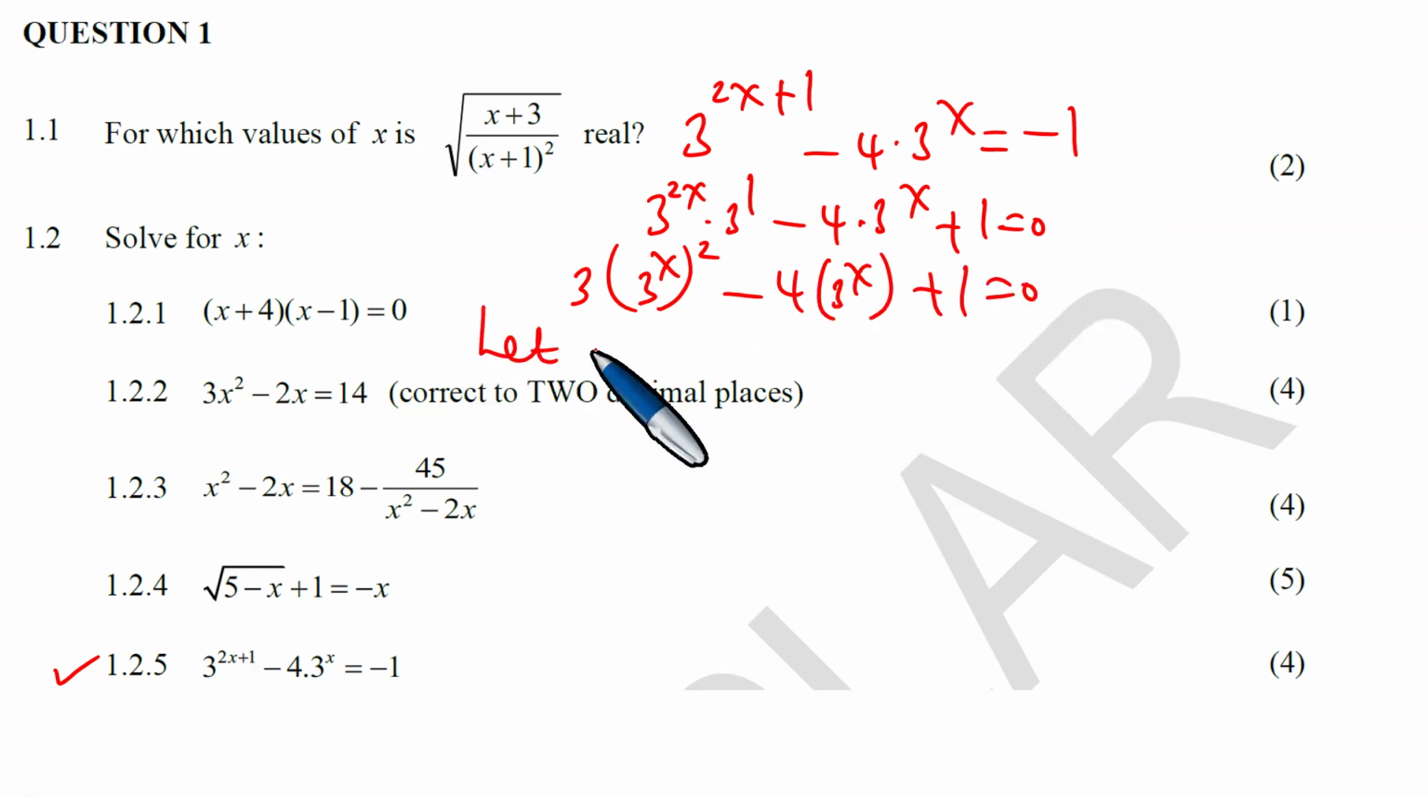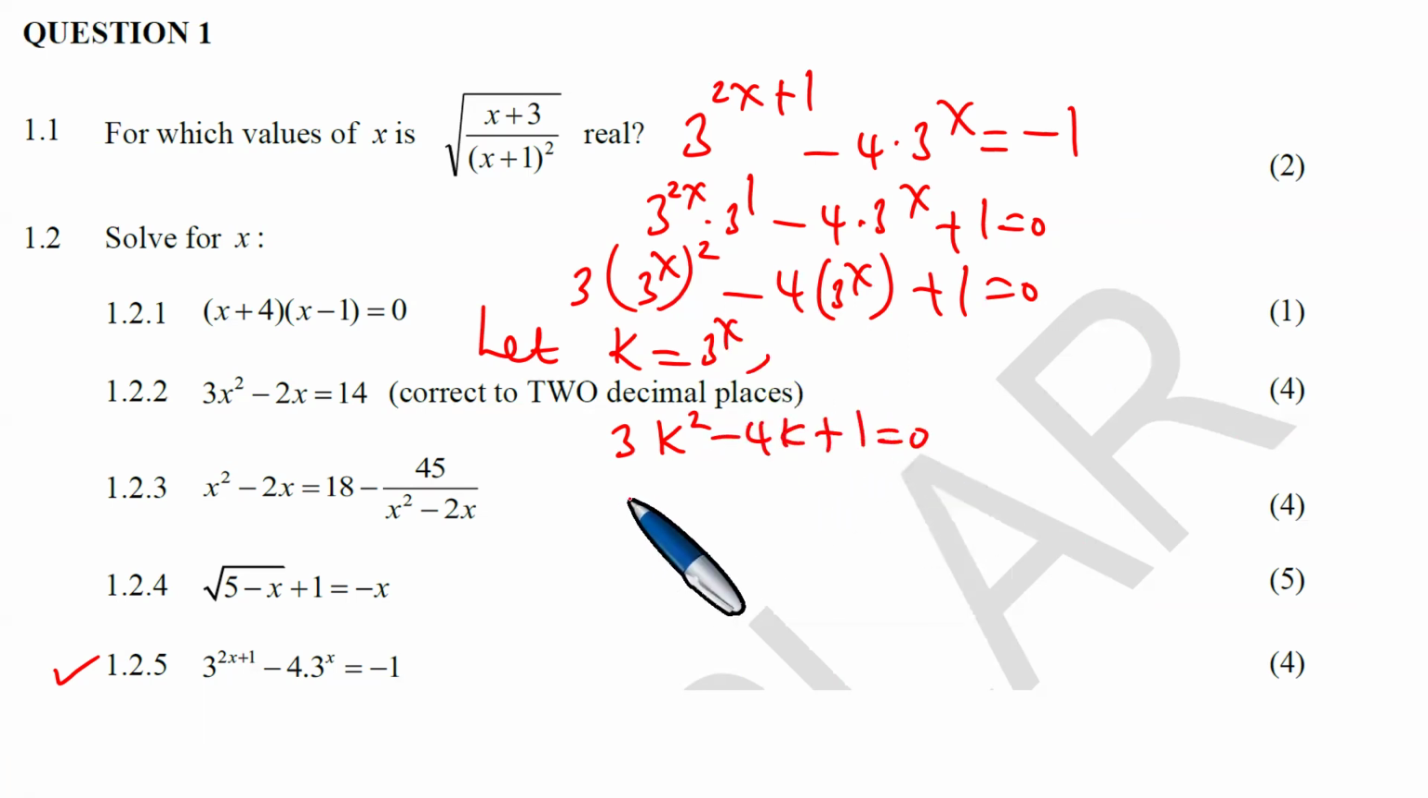At this point, we actually use the k substitution. We let k be 3 to the power x. If we do that, it becomes 3k squared. Wherever there is 3 to the power x, you put k, so that it becomes 3k squared minus 4k plus 1 equals 0. What do we do next?